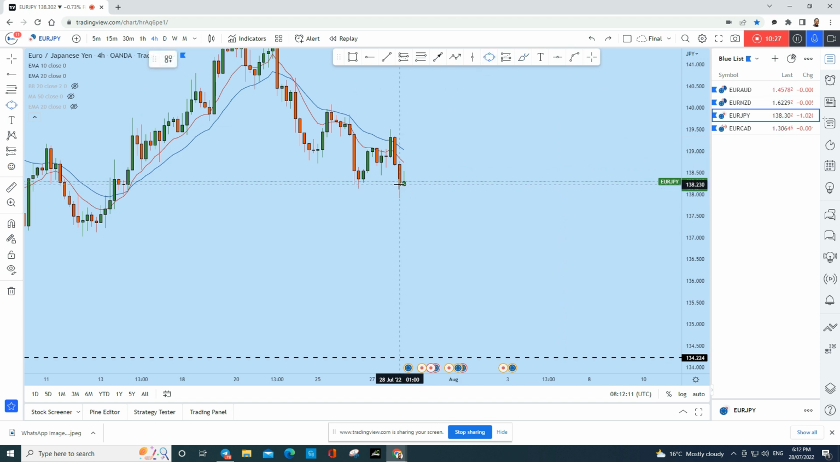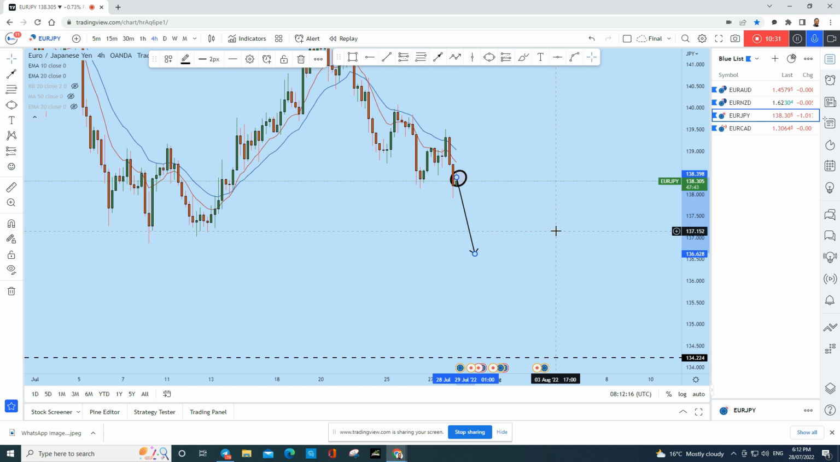So this is what we are doing now. Currently we are already running a trade on euro JPY, and we could add to it if we find further trading opportunity on this one as well with our students.